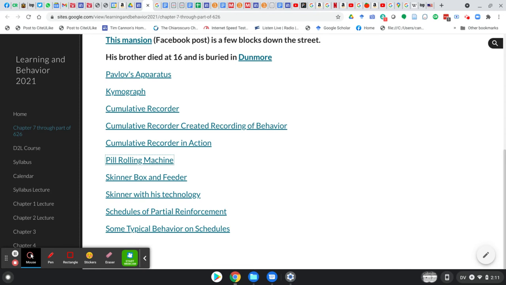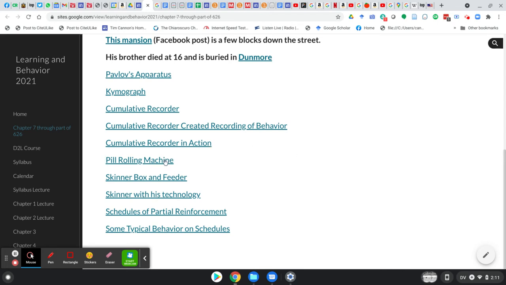And Skinner, in a stroke of brilliance and laziness and wanting to go outside and play, said, "Well, geez, why do the rats have to get a pellet for every response? Why not make them do it a couple times and then give them a pellet?" And the partial reinforcement schedule was invented. And I want you to know, based on this lecture, what the first partial reinforcement schedule was. And we'll get to that in a bit.